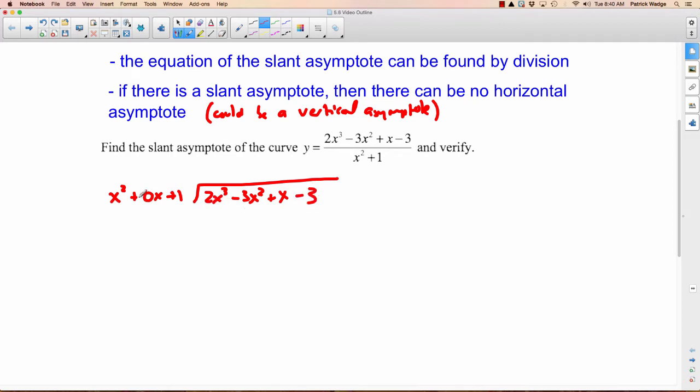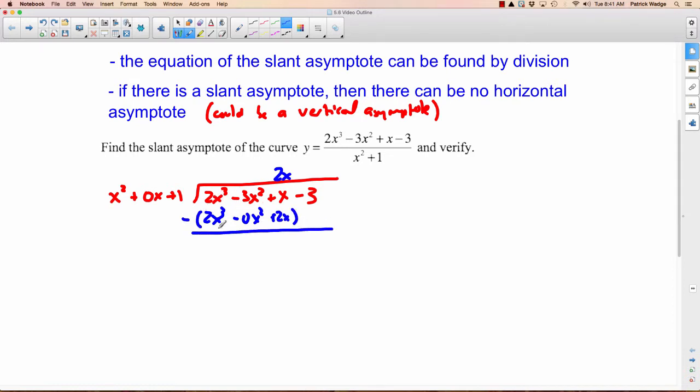And we divide. So the way we do that, we look to see what do we multiply x squared by to get 2x cubed? You have to multiply it by 2x. So right over the x, I'm going to put 2x, and then multiply. 2x times x squared, 2x cubed. These should always be exactly the same. If they aren't, you did something wrong. 2x times 0x equals 0x squared. 2x times 1 is 2x, and we're going to subtract all these terms.